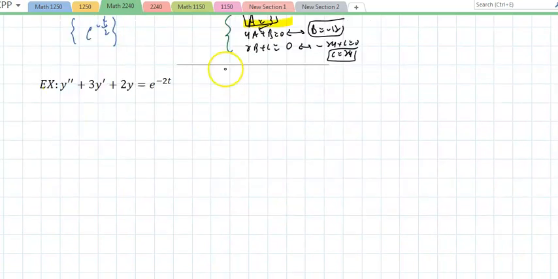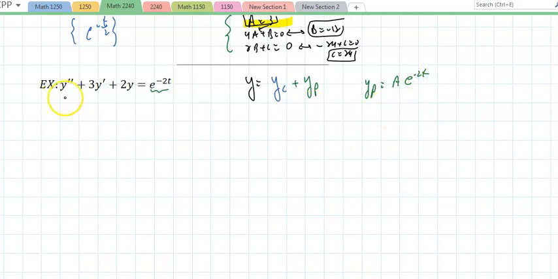In this example, if I said y equals some complementary part, which is what I did in the previous sections, plus some particular part. Well, if you decided to start with the particular, there's a small price that comes up. If you say the particular is a multiple of this, that is a e to the negative 2t, take two derivatives: y prime is negative 2a e to the negative 2t, and y double prime is 4a e to the negative 2t.